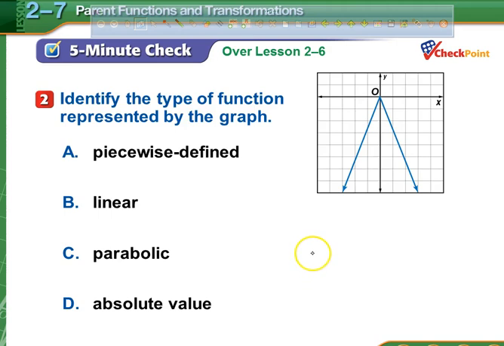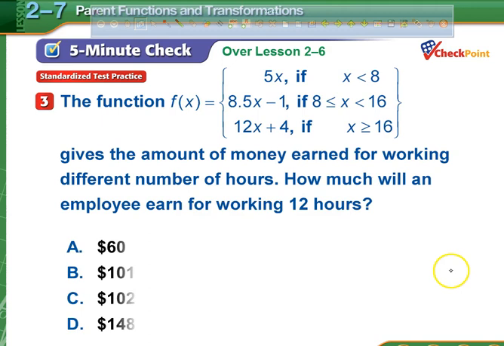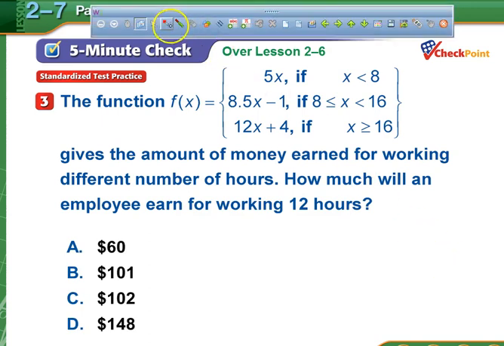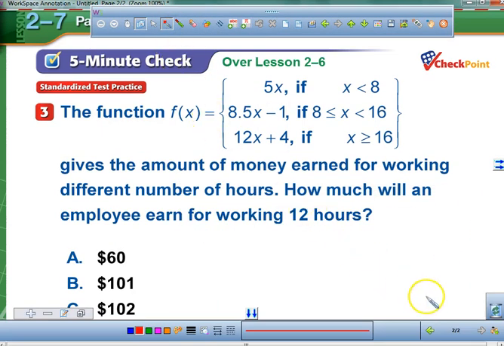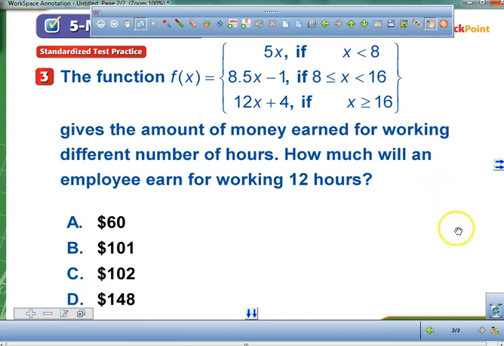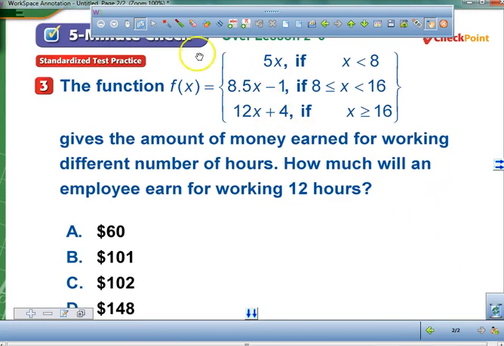Absolute value. Very good. All right. Very good. Absolute value. Okay, here we go. Whoa, this is tricky. What kind of function is this? Piecewise, because it has multiple pieces. Okay. Now this one's kind of confusing, because you're like, wait a second, which one do I use?